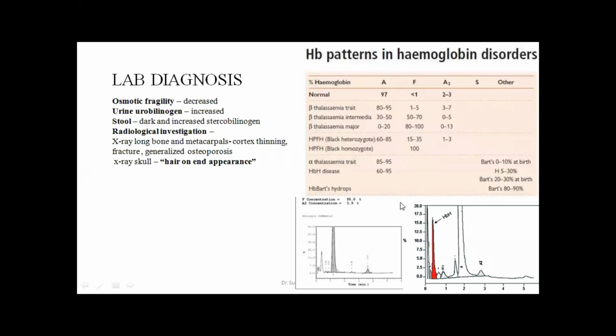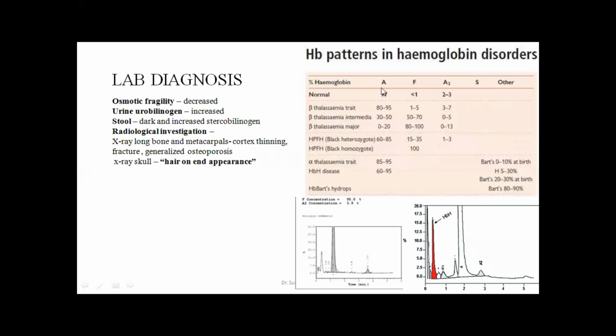So the diagnosis of this electrophoresis is HbH disease. Apart from that, you can see here, normally 97% is HbA, there is less than 1% of HbF, and HbA2 is less than 3%. In beta thalassemia trait, HbA is very slightly reduced, fetal hemoglobin is raised, and HbA2 is usually more than 3.2. So beta thalassemia diagnosis is made on the basis of HbA2 more than 3.